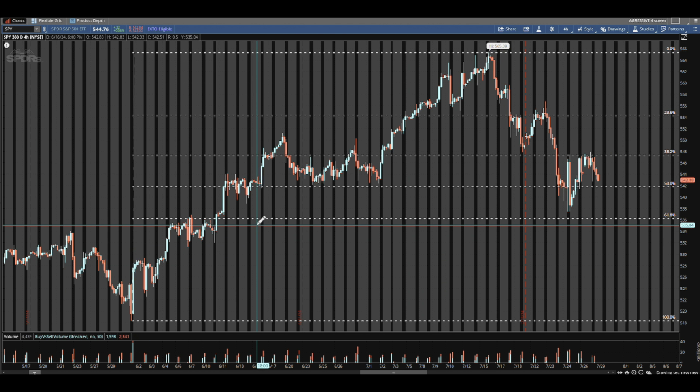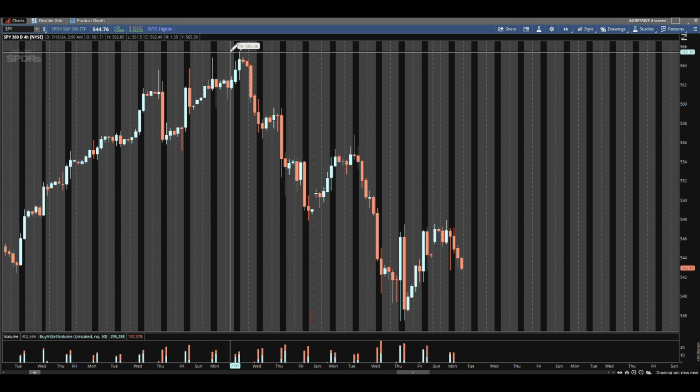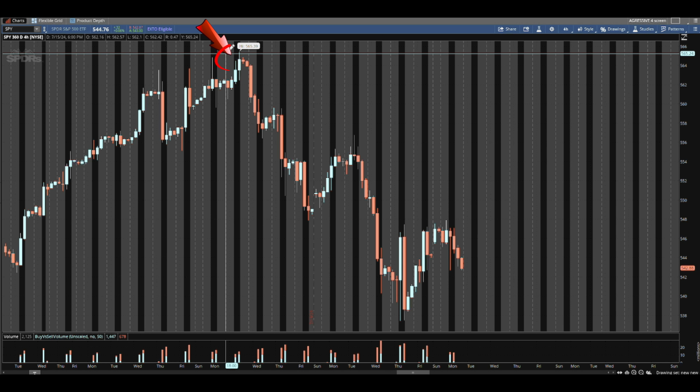So on the same SPY chart, I'm going to show you guys one more thing. Now we just went over the uptrend side. Let's go over the downtrend side. I'm going to grab the highest point SPY hit, which is the all-time high, 565.39. I'm going to bring it all the way down to the most recent low that just happened on Thursday last week. Look at the reaction here, guys.